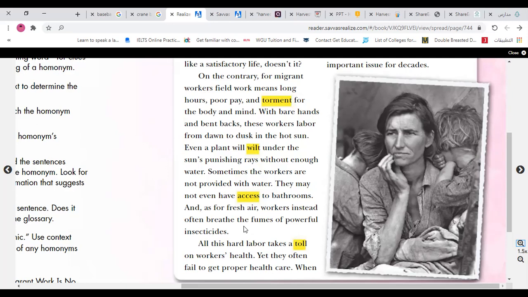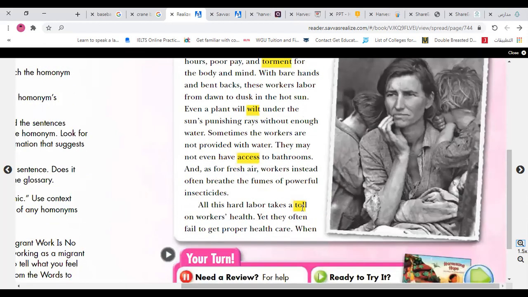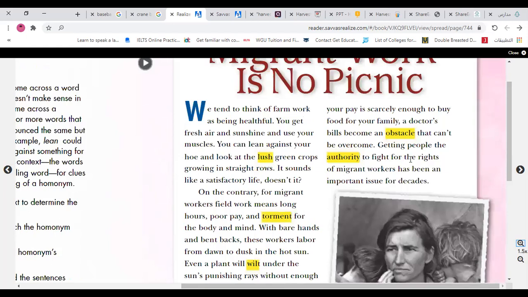Okay, my girls, these are the words we have for today. We have lush, torment, wealth, access, toll, authority and obstacle. Let's go ahead and understand the meaning of each one of them.